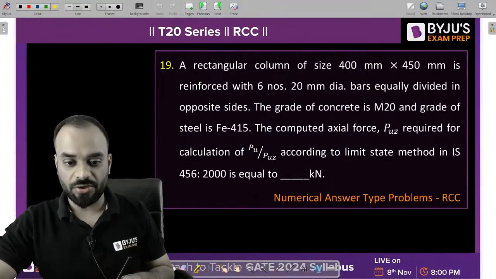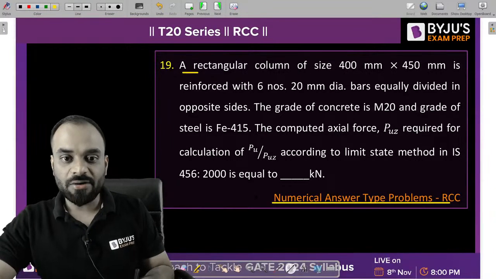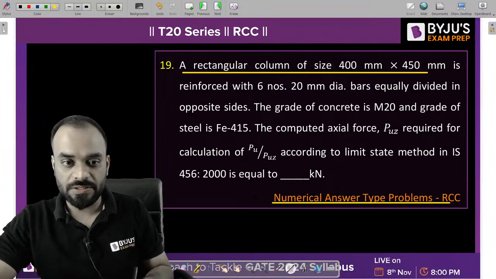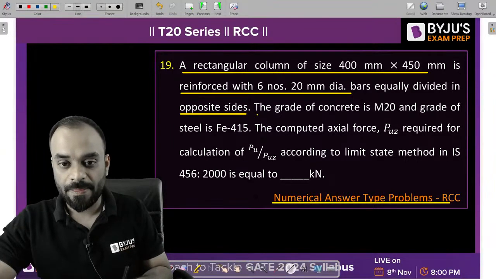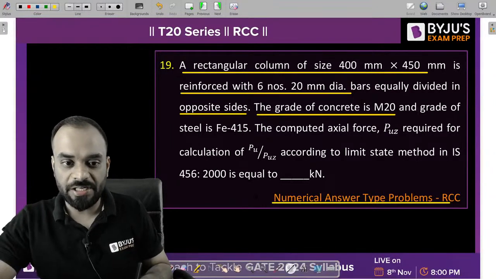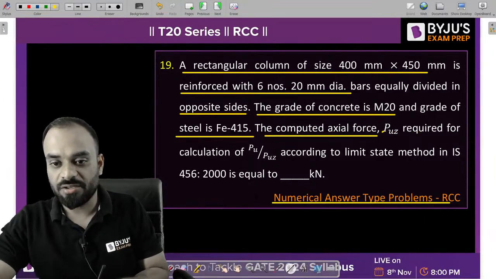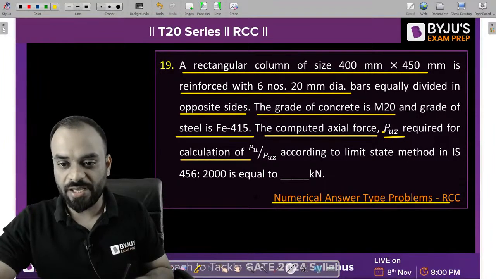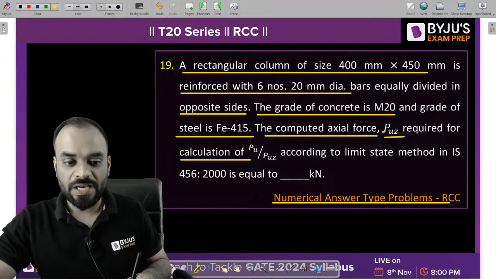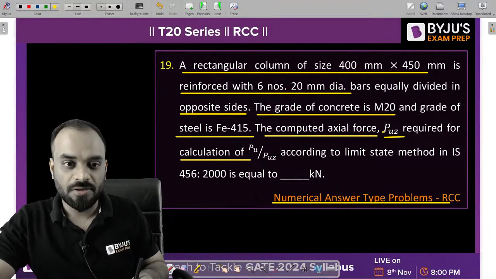Next question in front of you, which is a numerical answer type problem. A rectangular column whose dimension is given to us, in which 6 bars of dia 20 mm we are using, and it is equally divided on the opposite sides. The grade of concrete is M20 and Fe415 is used. Compute the axial force PUZ. We need to estimate the PUZ value to calculate the ratio of PU by PUZ according to LSM method. So, guys, in this particular problem, you need to estimate the value of PUZ. Okay, let's do it.